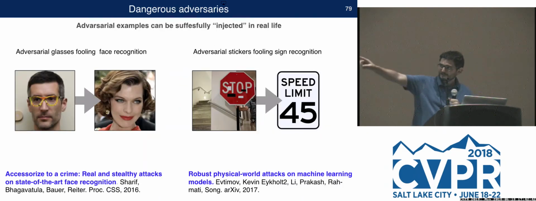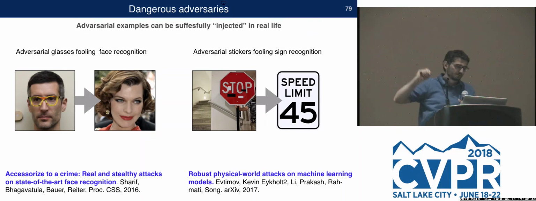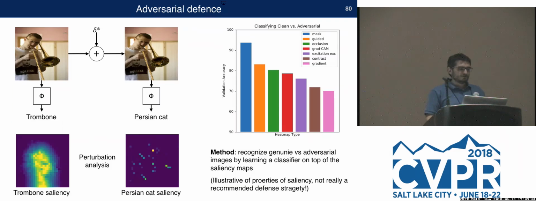Here are two very cool examples. So there are these glasses over there. You wear these glasses which have a pattern which has been computed, and then you can look like this person from the viewpoint of a network. Or, that's even possibly more serious: a stop sign. You put some stickers on it, and now the network thinks this is a speed limit 45 miles sign. Bad.